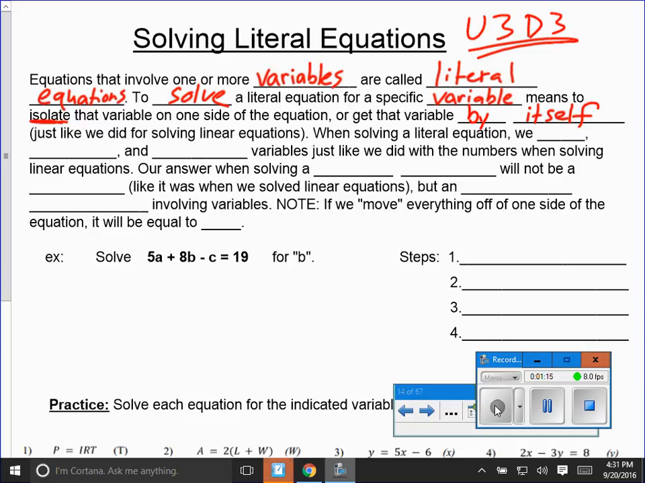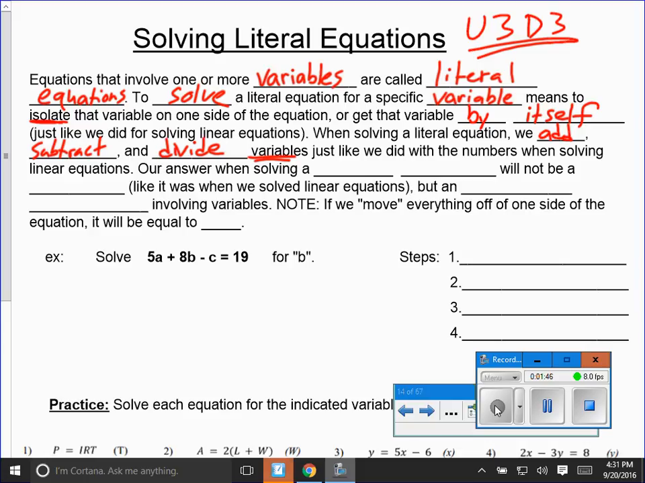So we did this for solving linear equations, right? We always moved our x terms to one side, our numbers to the other, and then divided to solve for x. Solving a literal equation, we're going to be doing the same thing. We're going to add, subtract, and divide. But now it's going to be variables instead of numbers.